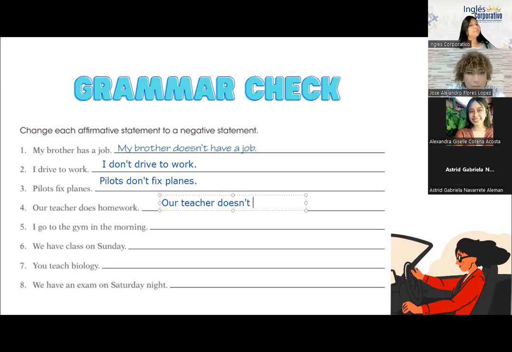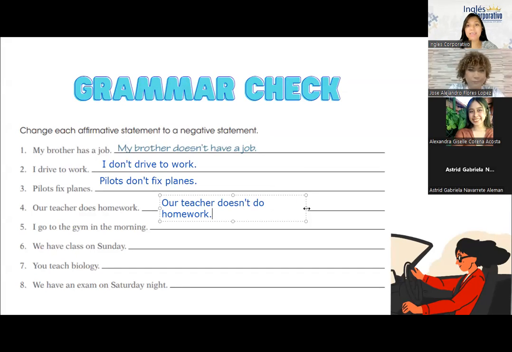Our teacher doesn't homework. In the verb? Homework? No. The verb homework, tarea? No, ese es un noun. Ese es un noun. Homework, trabajo en casa. Yes. Es tarea. Homework, tarea. But which is the verb? Doesn't do. Okay. Homework. De hacer.